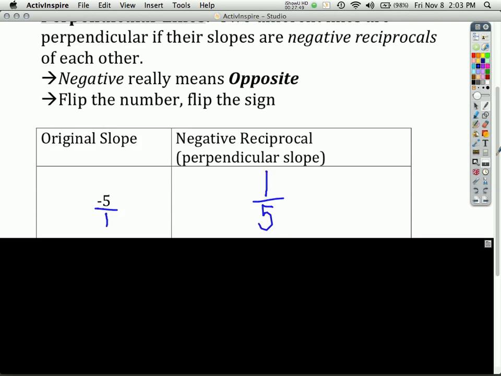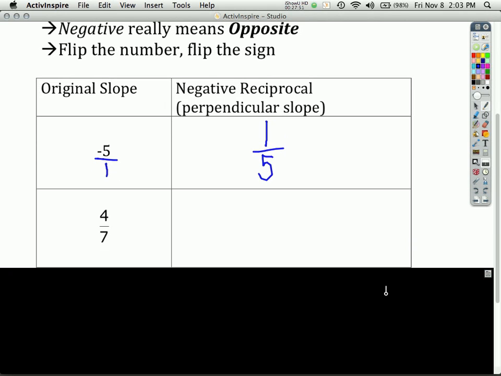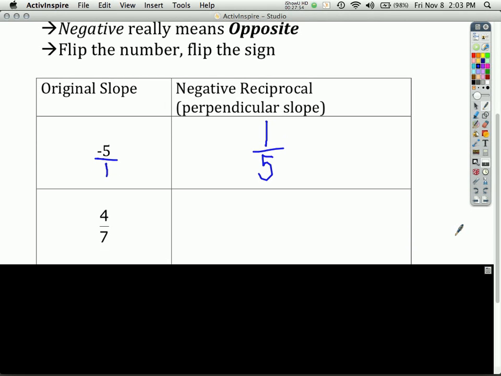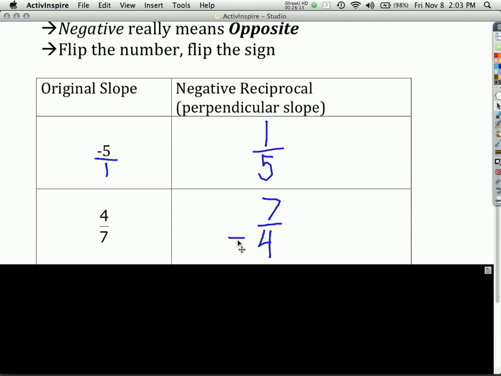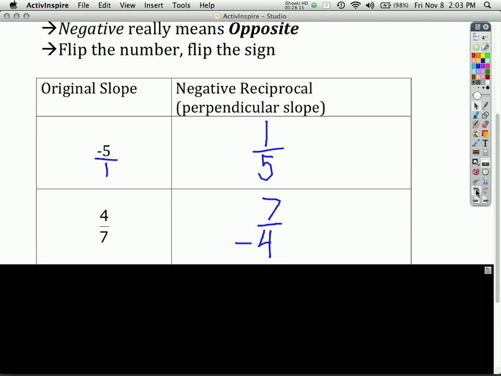Okay. What about 4/7? What will the negative reciprocal or opposite reciprocal be? Hezekiah? Very good. -7/4. And remember, for a negative fraction, the negative sign can either be in the middle, on the top, or on the bottom. It doesn't matter. They're all the same. Okay? Any comments or questions so far?